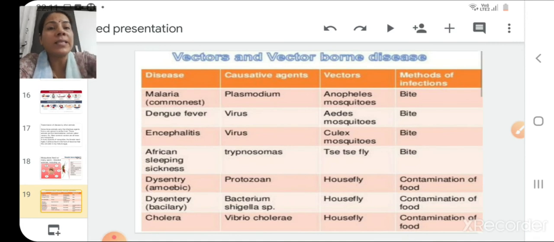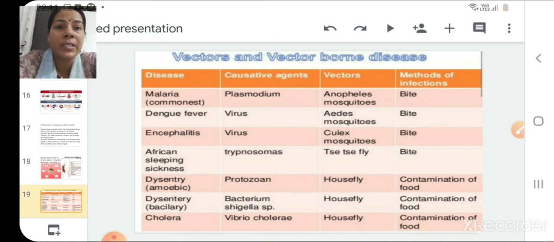In this slide you can see some other vectors and vector-borne diseases. There is a chart of different vector-borne diseases here. The first disease is malaria, which is very common, and the causative agent is Plasmodium, a protozoan, and the vector is the Anopheles mosquito, and the method of infection is by bite of the mosquito. The second major disease is dengue fever, the causative agent is a virus, the vector is the Aedes mosquito, and again the method is the same, by bite to the host.